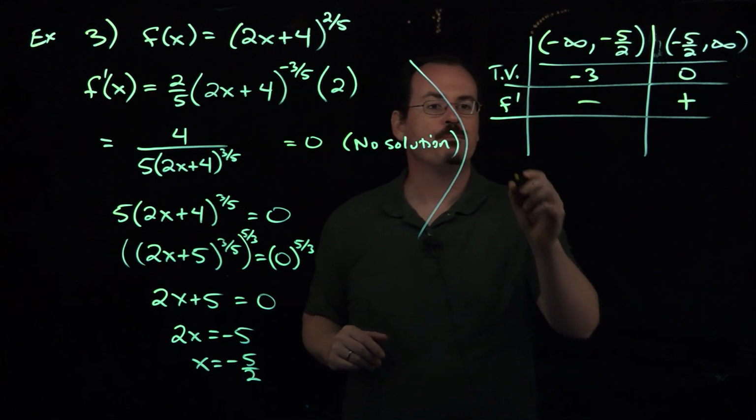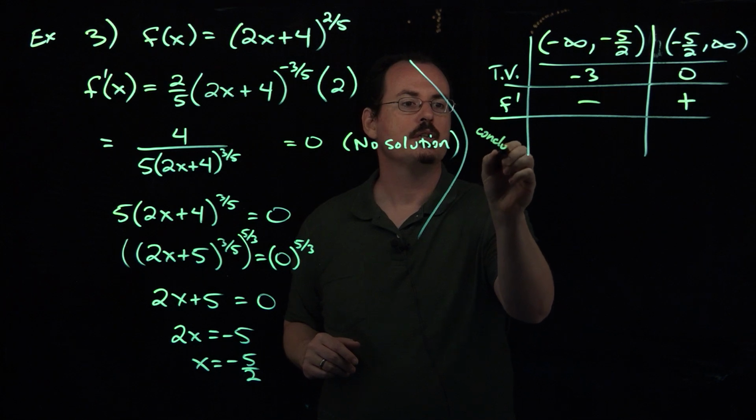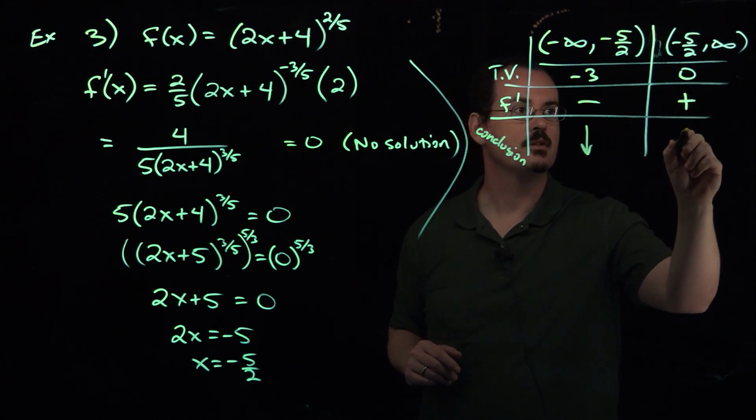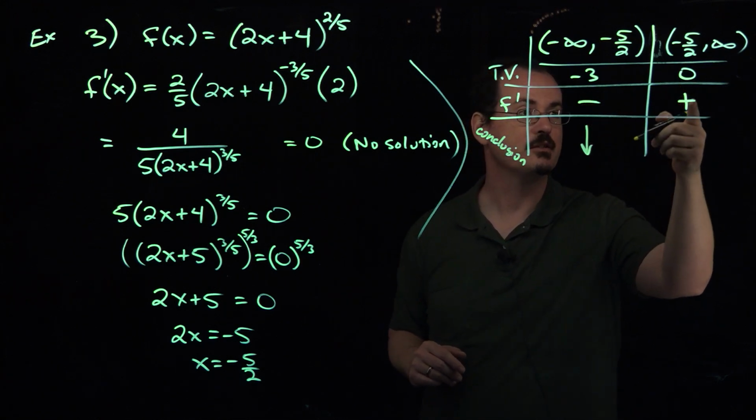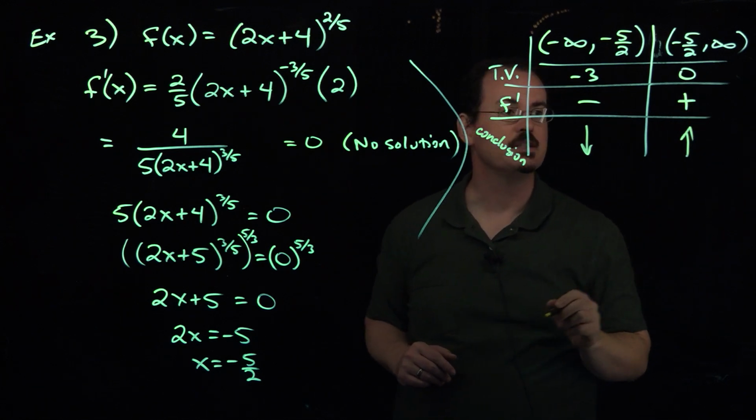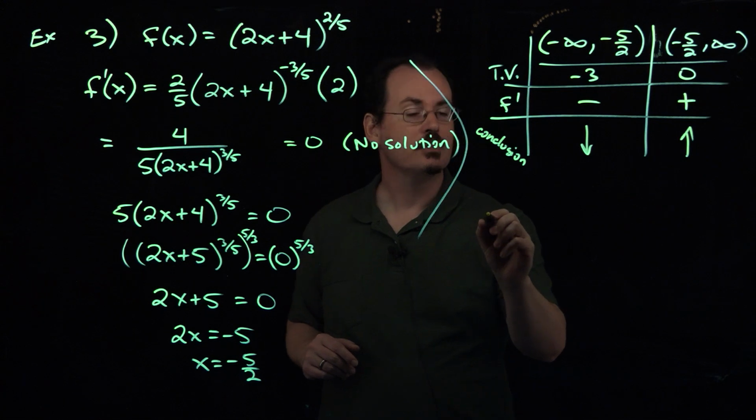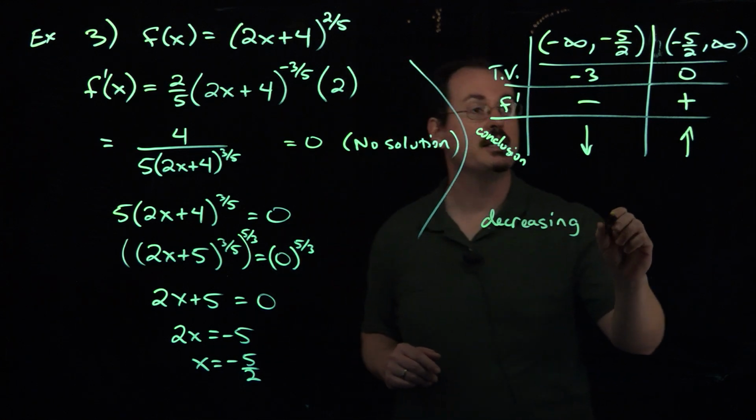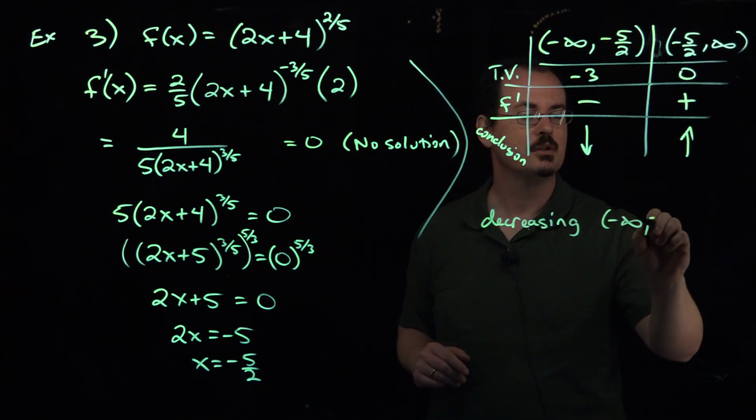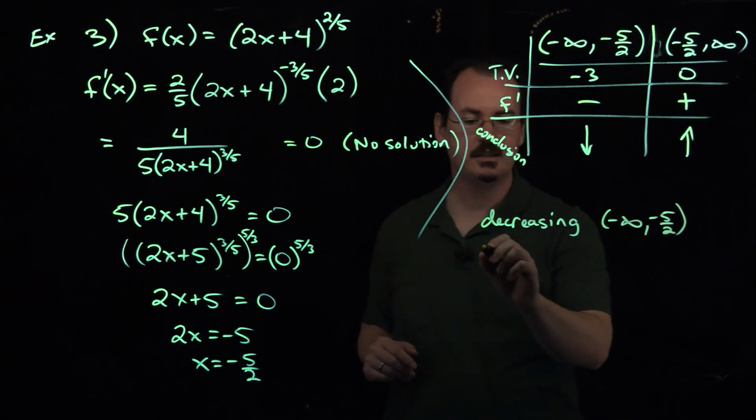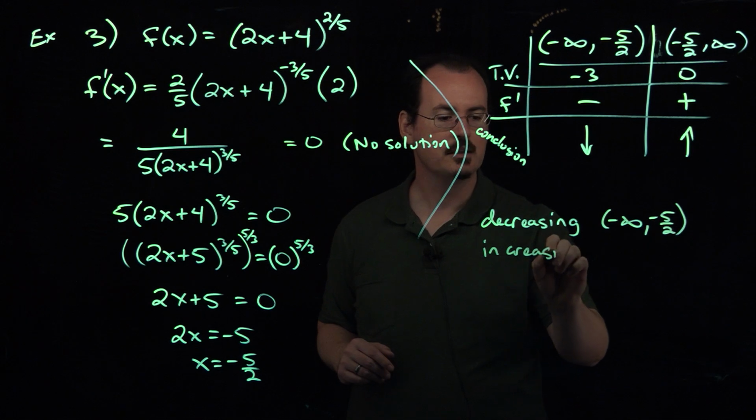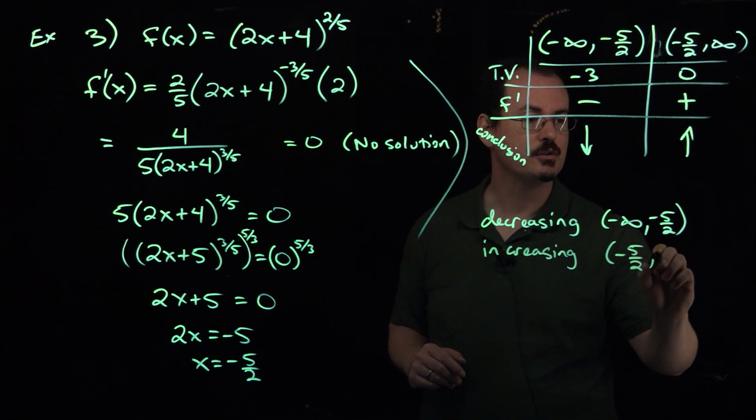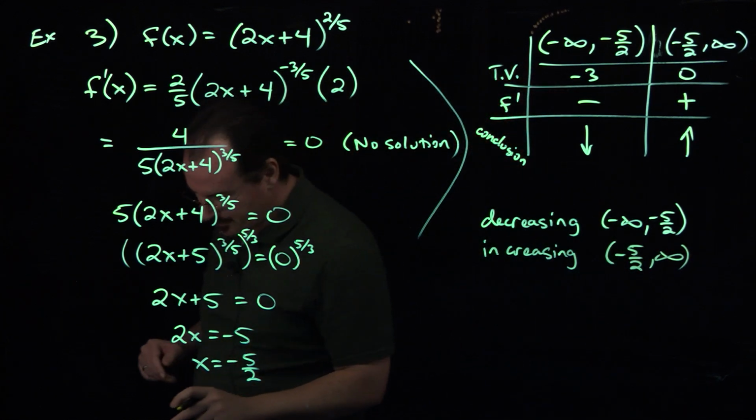So what we have, I'll try to write the conclusion here. The derivative negative means the function is decreasing. The derivative positive means the function is increasing. So we've pretty much answered the question here. This function is decreasing on the interval from minus infinity up to minus 5 over 2. And then it's increasing on the interval from minus 5 over 2, minus 2.5, up to infinity. So that pretty much answers the question.